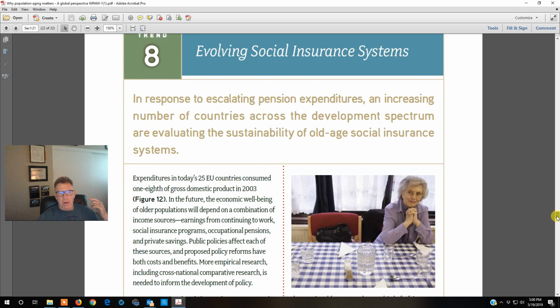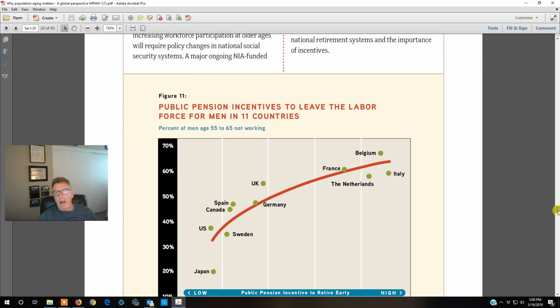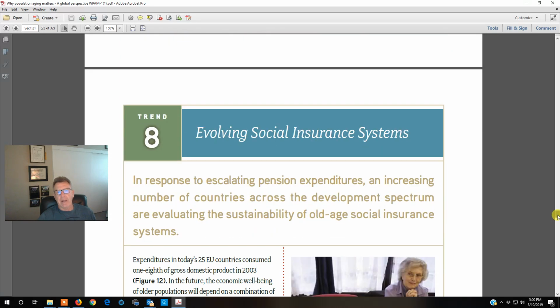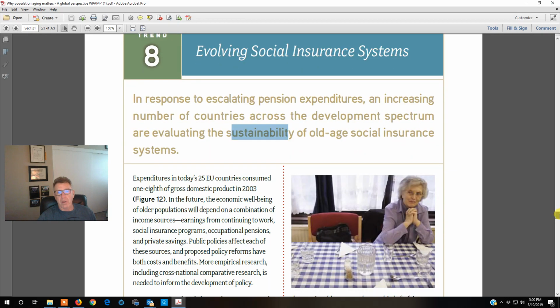So why is this happening? Why is the US and Japan moving towards less and less support, a pension system? And these countries are going bankrupt because of their pension system. So how do you fix that? That is a big deal. We've heard it time and time again in our country in terms of the sustainability of old age social insurance systems. So this would be our entitlement programs, Social Security and Medicare.